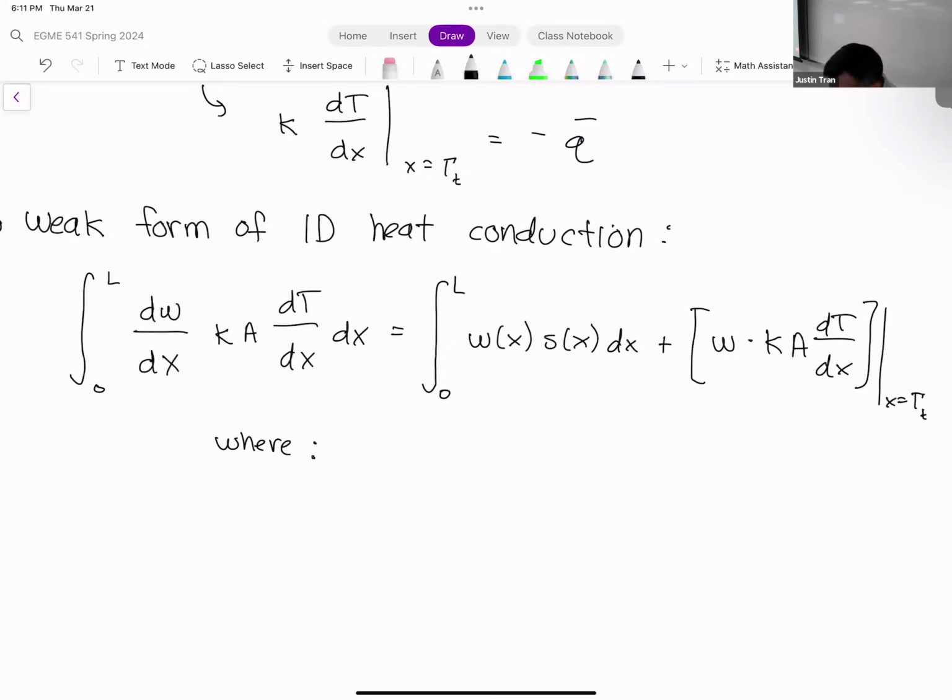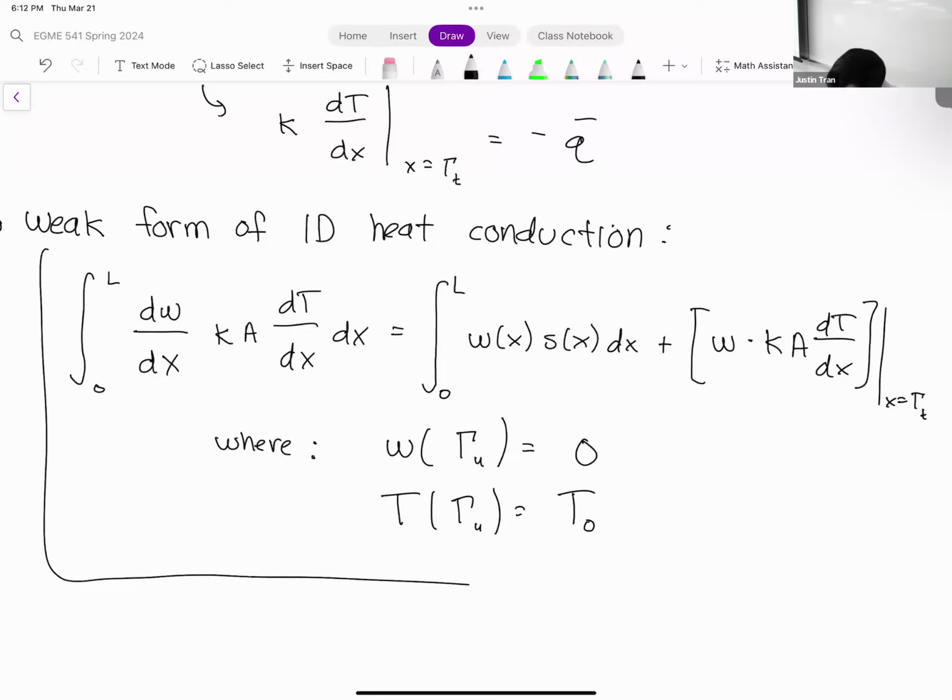Where we also have the following properties. If we evaluate the weighting function at the location of the Dirichlet boundary, so we say w evaluated at gamma U, is equal to 0. And then T evaluated at gamma U is equal to the Dirichlet boundary condition, so T naught.